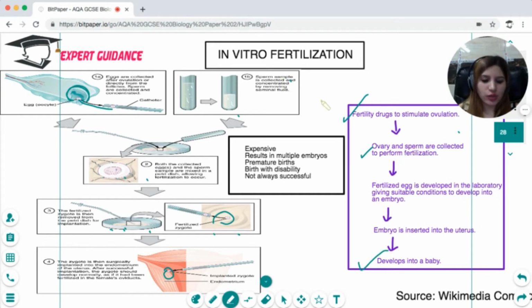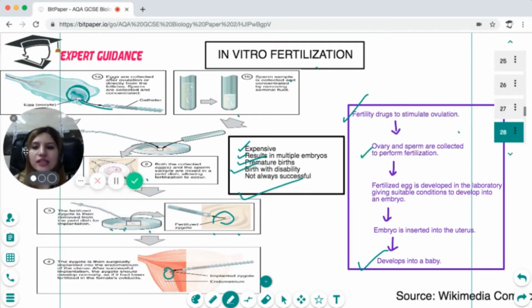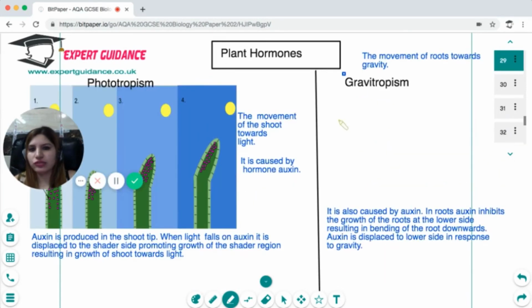So this is the concept of in vitro fertilization, but it has problems as it is expensive. It can result in multiple embryos, premature birth, and birth with disability, and it cannot always be successful. But it has shown a good success rate, and there are a lot of people who are opting for in vitro fertilization.